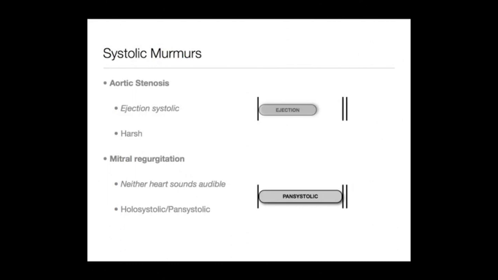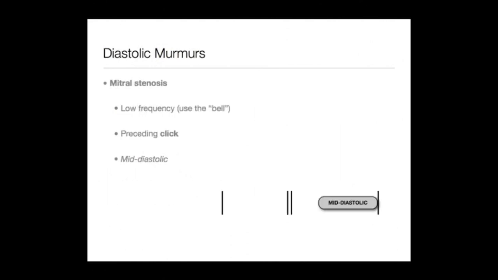Listen now to another stenotic murmur, that of mitral stenosis. The diastolic murmur of mitral stenosis also occurs in the middle of the phase. This is a low-frequency murmur, and this is why you must use the bell of your stethoscope to increase your chances of hearing it. It is also often preceded by a click, as the stenosed mitral valve gives way under building pressure in the left atrium and suddenly opens.